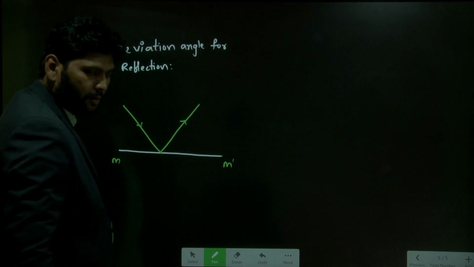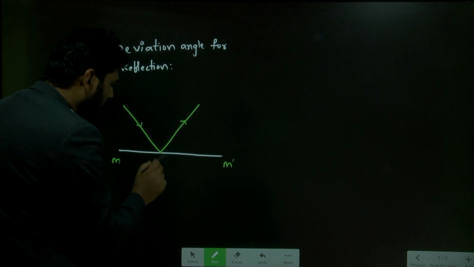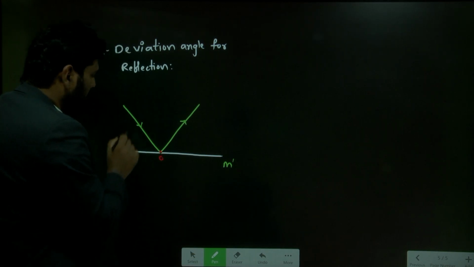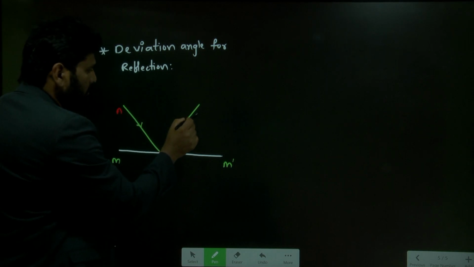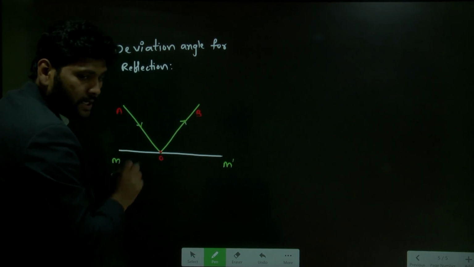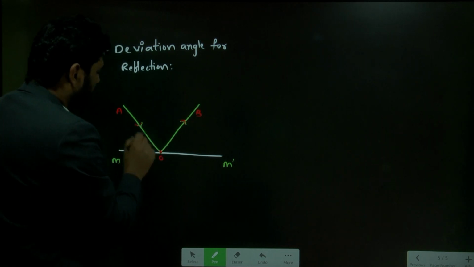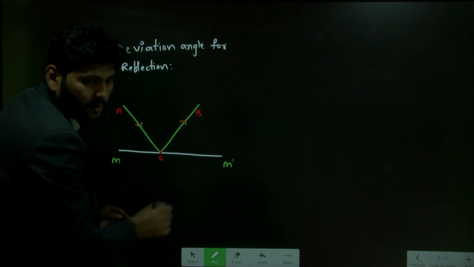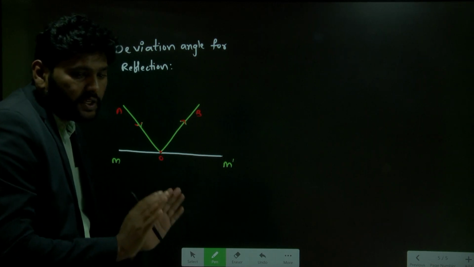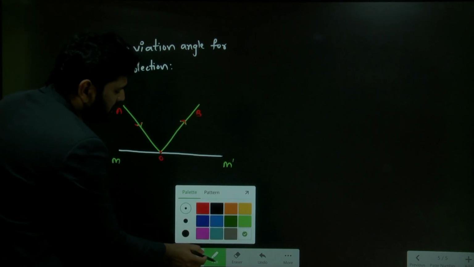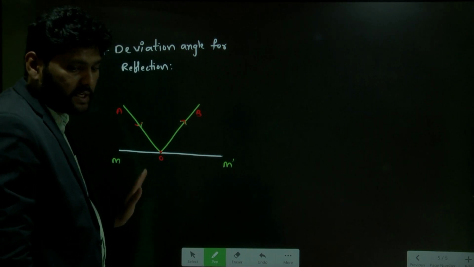The name of this surface is mm', and this point is called the point of incidence, O. This is A and this is B. Here AO is called the incident light ray, OB is called the reflected light ray. Am I right? If this surface is not present, in which direction will the light ray move? Can you guess?